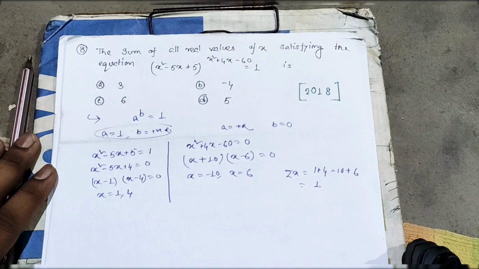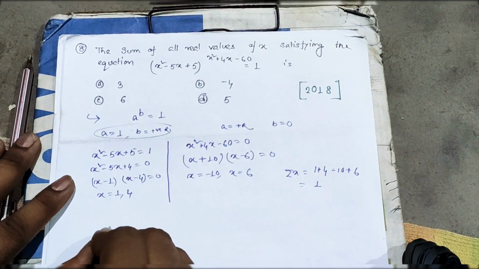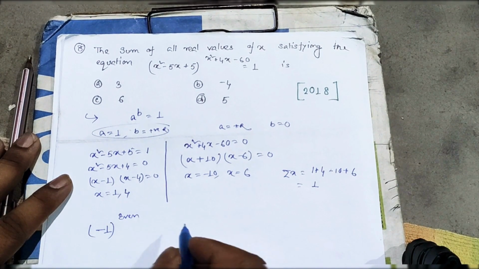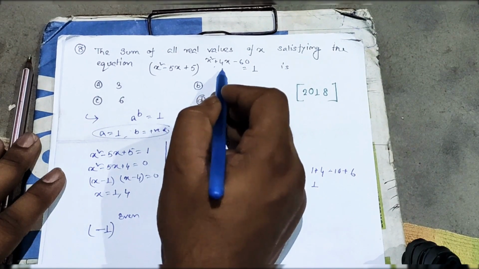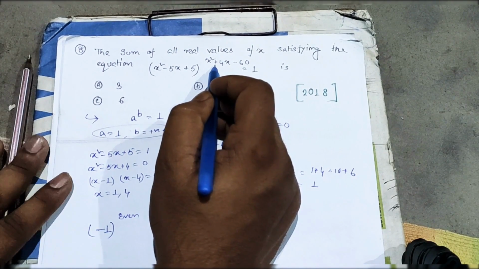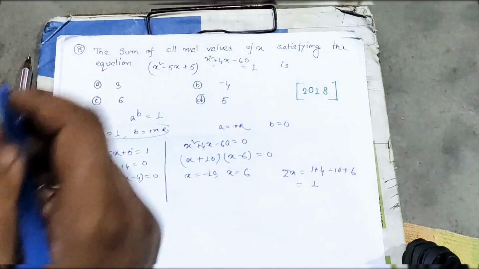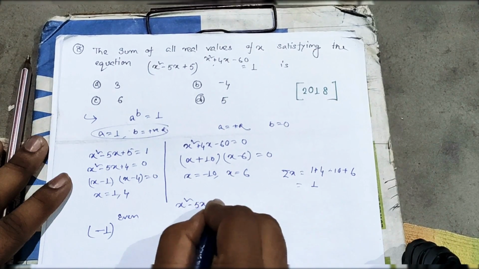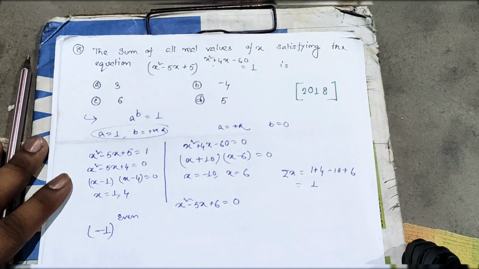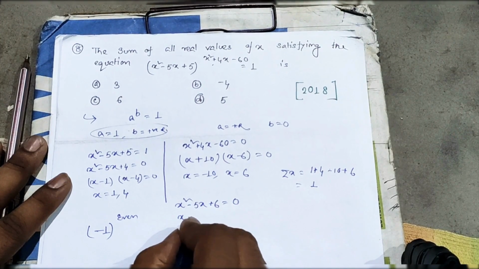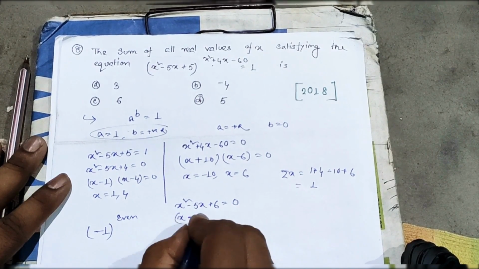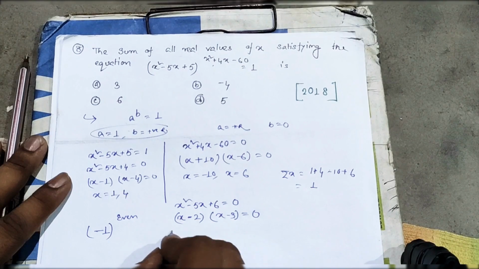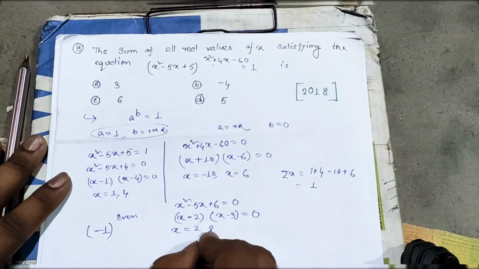So there is another possibility that the base is minus 1 and the power is even. So if you put x equals to 2, you can check that the power is even. And if I assume the base to be minus 1, then it will be x square minus 5x plus 6 equals to 0. So (x minus 2) multiplied by (x minus 3) equals to 0. So from here I can get x equals to 2 and x equals to 3.